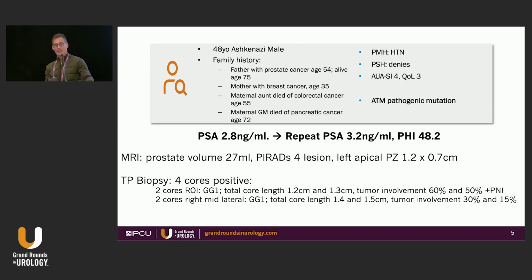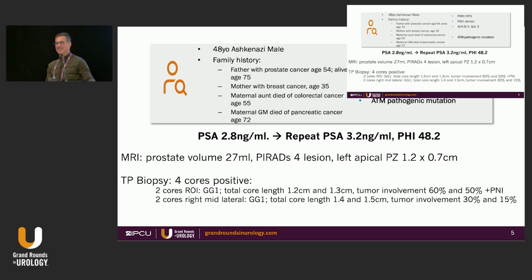I love that you said that. That was the trick question here. So repeat, right? That's always the urology take-home point. Repeat was 3.2, and his prostate health index, which is what we use, was 48, saying that there was about a 1 in 3 or higher chance of having prostate cancer.